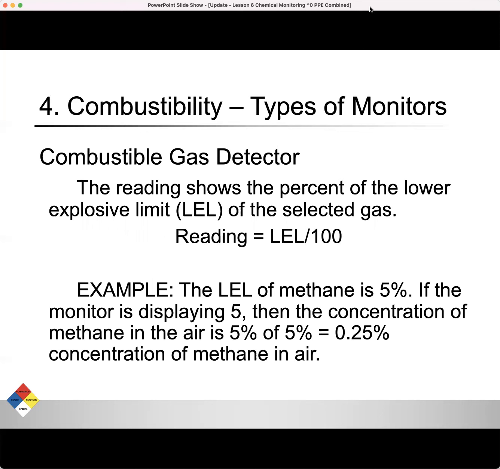So for example, most 4-gas monitors are calibrated to methane. As we saw in the previous chart, the LEL of methane is 5%. If your monitor is displaying or reading 5, then the concentration of methane in the air is 5% of the lower explosive limit, which is 5%. You take 5% of 5%, that is 0.25% concentration of methane in air. So you are at 0.25% methane concentration in air. So you're good to go.